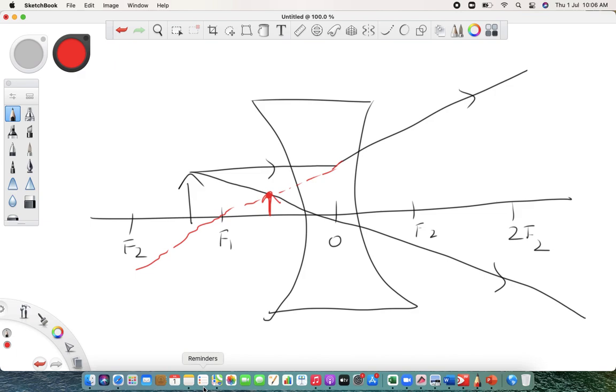So wherever you take your object, at f1, between f1 and f2, here, here, anywhere, you always get your image between O and f1. You will always get the image between these two only. So this is what you have to understand: whenever you take your object between O and infinity, you will get your image between O and f1 only.